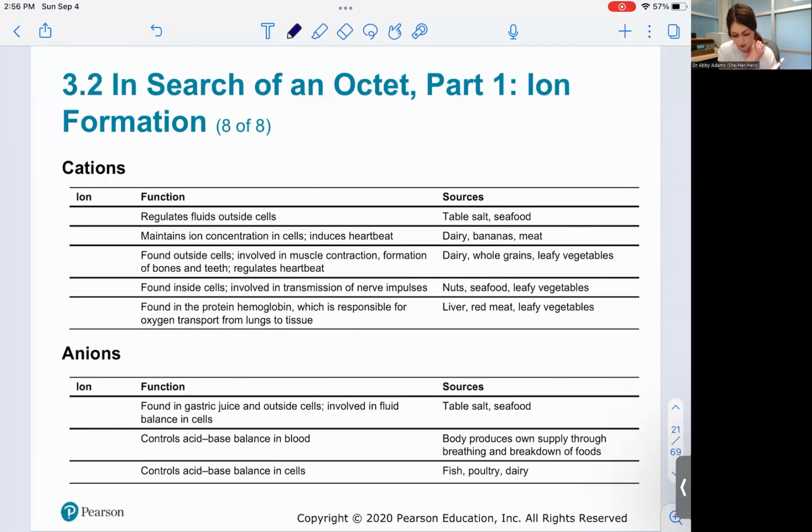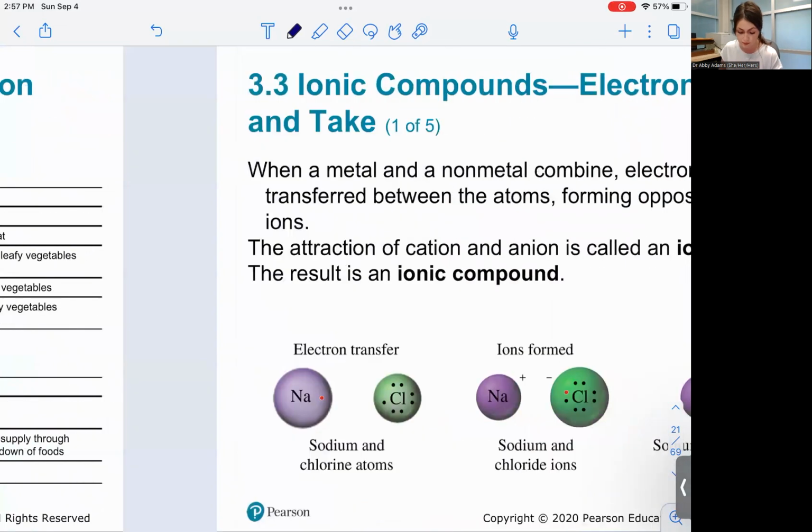And so here you have some examples of some of the functions of ions, cations and anions. You have to use this to regulate fluids outside of your cells, to maintain ion concentration inside of your cells, to have a heartbeat, right? So if you have any dysregulation with these ions in your body, you're going to interfere with your heartbeat and quite easily. So this has to be very tightly regulated. They're not just these abstract things. Cations and anions are real, and you have to consider those.